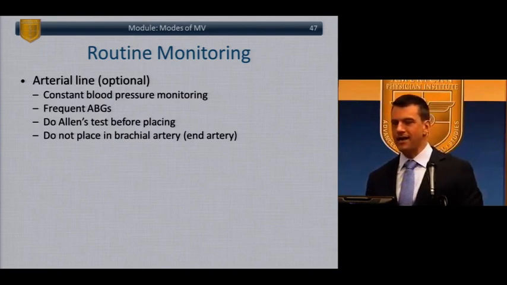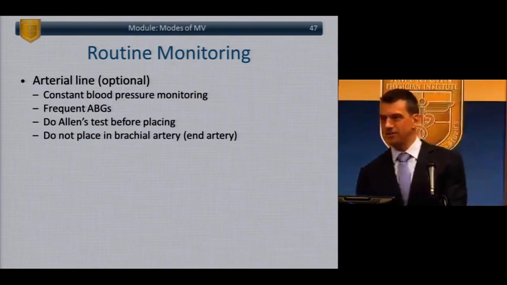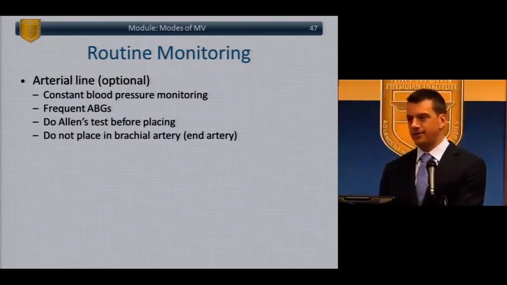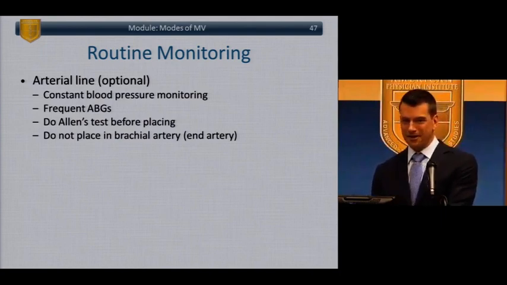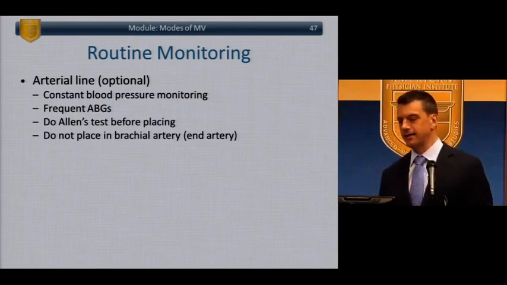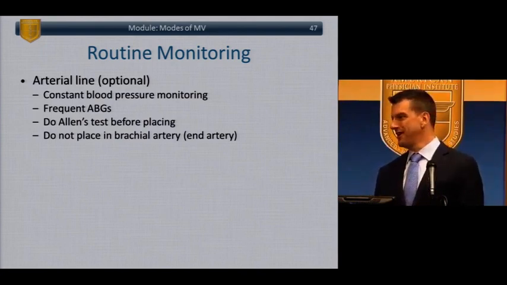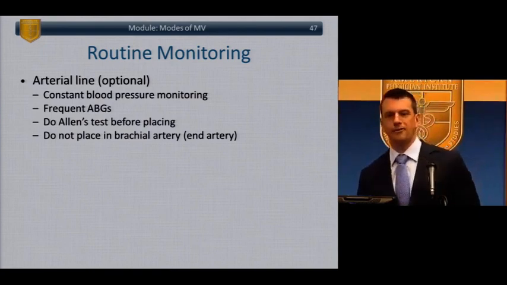Remember not to put an A line in the brachial artery. This is an end artery, and if you have any arterial damage or occlusion here, you can lose a hand. So all the rest have collaterals. The brachial artery doesn't. So that's something to remember in terms of choosing sites for A lines. The Allen's test, as you recall, is putting pressure on both radial and ulnar, and then releasing just the ulnar to see if the whole hand perfuses.